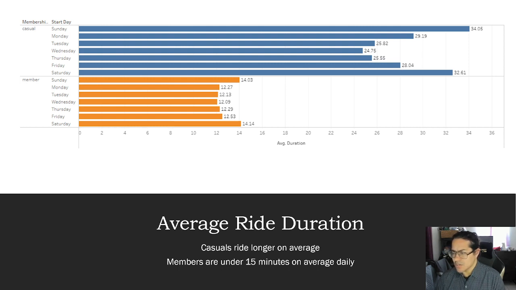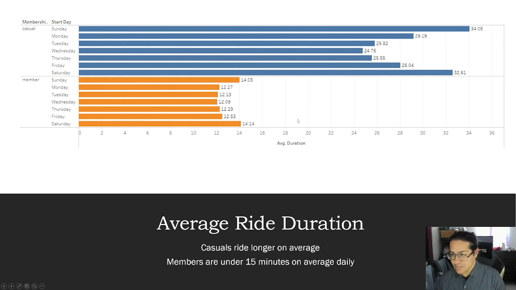than the members are. So, I'll give the insight on that at the end because I think that is a very important data point that we need to look at. But the main takeaway from this is that casuals ride a lot longer than members do.